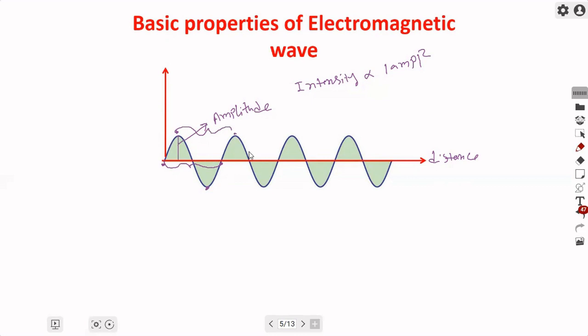Now, the formal definition of wavelength is the distance covered per oscillation. What do we mean by a complete oscillation? A complete oscillation means the wave returns to its initial point. If the wave starts from zero and comes back to zero after a full cycle, it's called a complete oscillation. That means one wavelength distance means one complete oscillation.